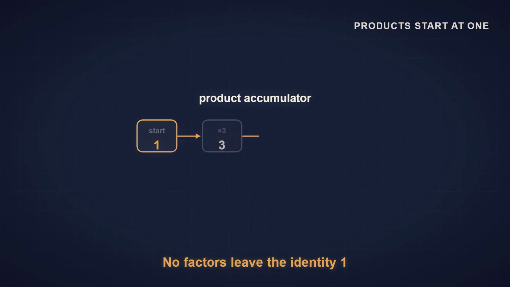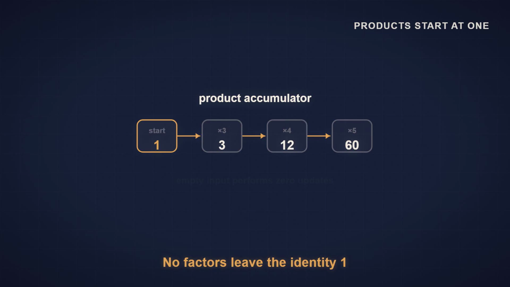It must be 1, because 1 is the multiplicative identity. Multiplying by it leaves the first real factor unchanged. Starting at 0 would make every product 0 forever. In algorithms, this is exactly how a product accumulator works. Initialize it to 1, then multiply in each item.